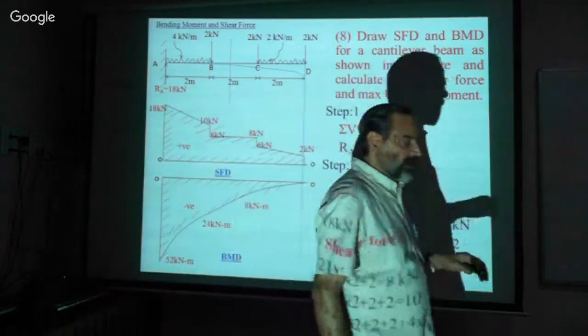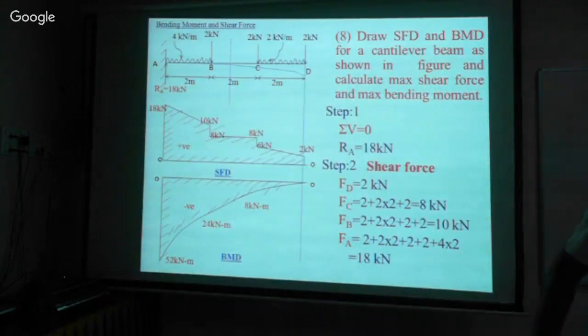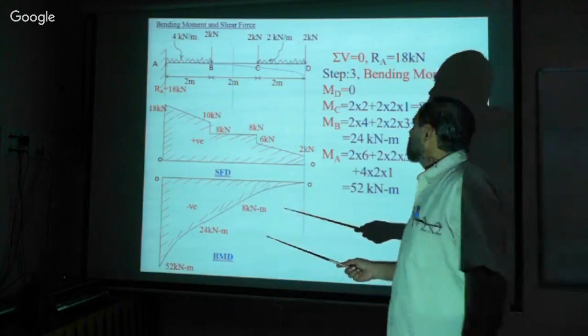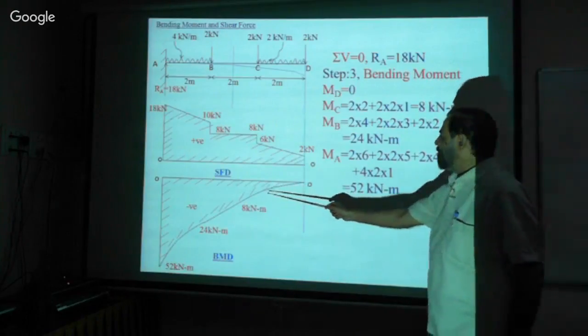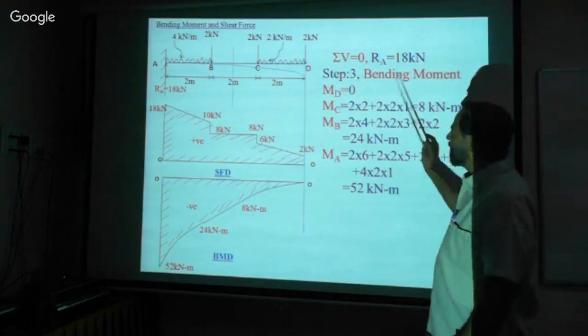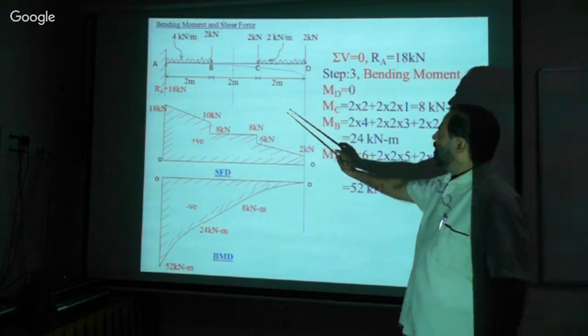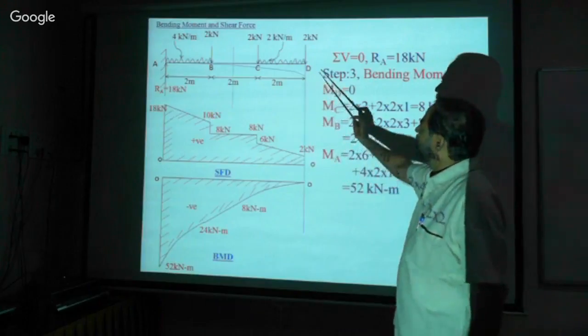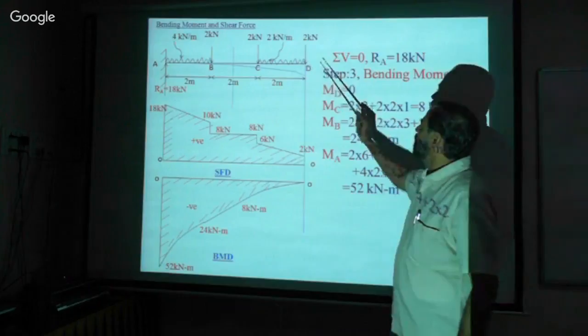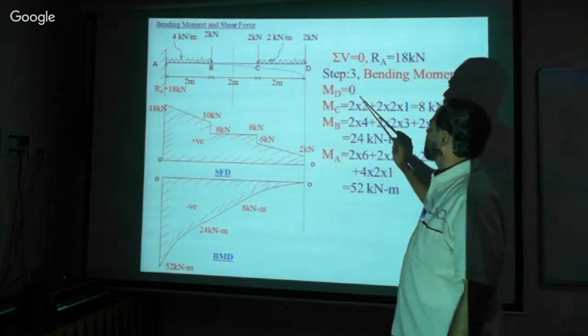And similarly, now that is to calculate the bending, to draw the bending moment diagram. That is the third step. Step 3. Now to calculate the bending moment. Now we know that that is the free end. Bending moment at the free end is equal to 0. MD is equal to 0.